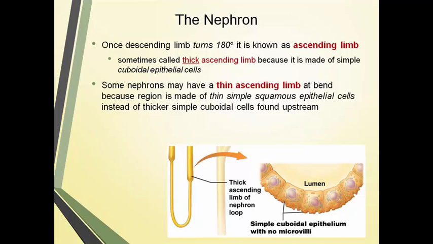So we said that the nephrons that have a thin ascending limb begin to bend at a region, and that region is, again, because of the histology, because you have the simple squamous epithelium. But the thicker cuboidal cells are found upstream as the fluid begins to rise back up.